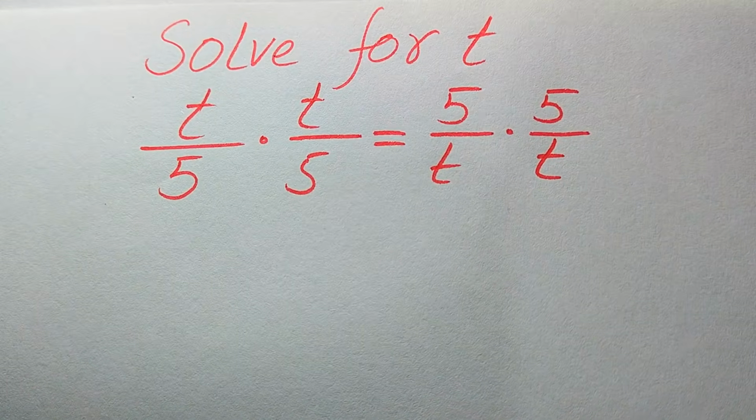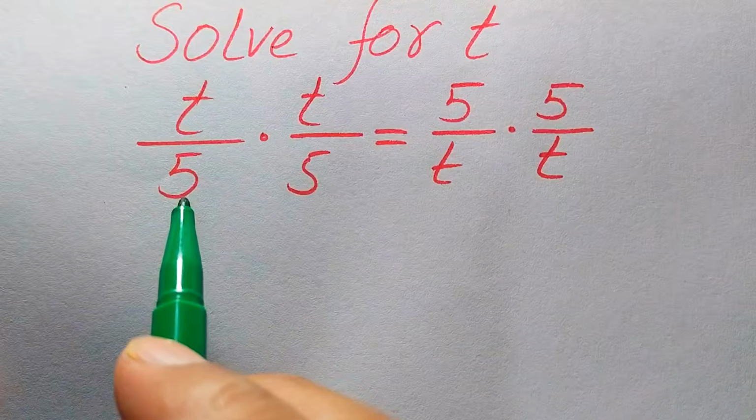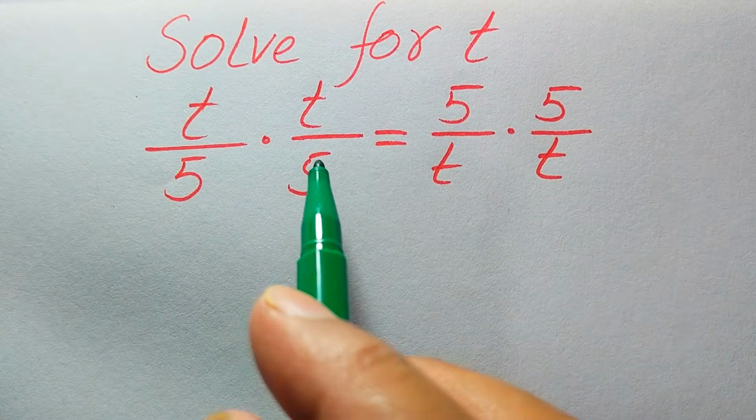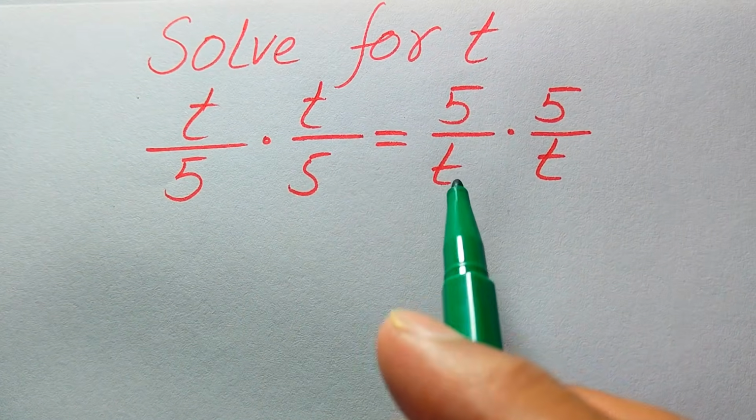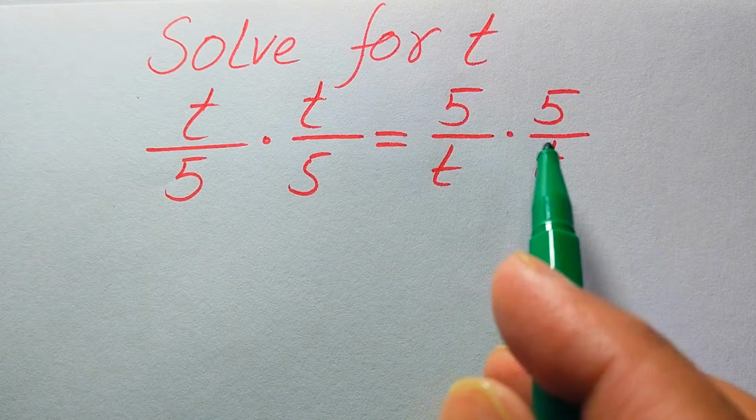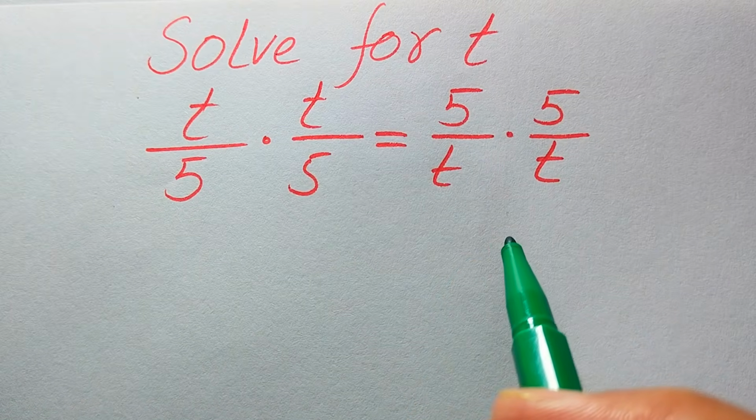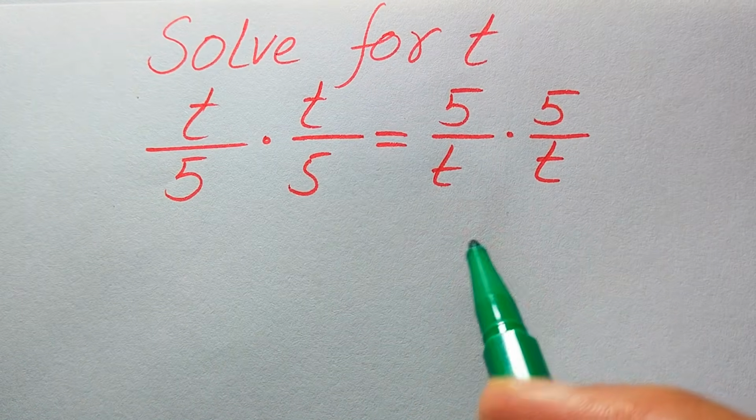Hello everyone, welcome to solve this nice math Olympiad algebra problem. So here we have t divided by 5 multiplied by t divided by 5 is equal to 5 divided by t times 5 divided by t. We solve this problem for all the values of t.